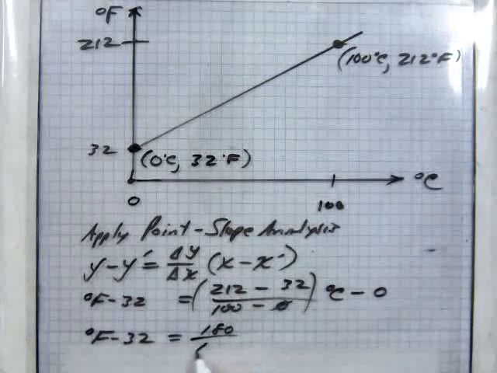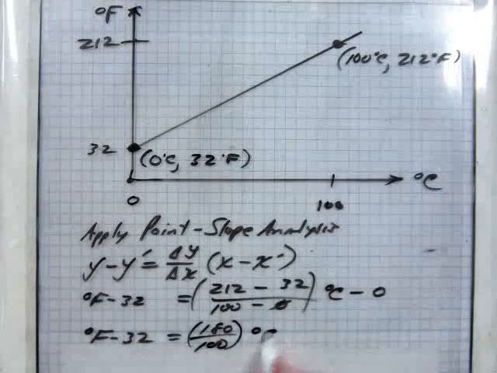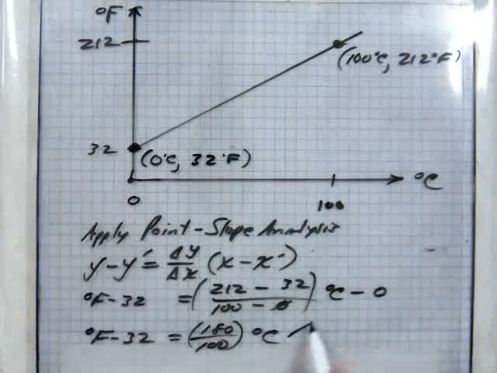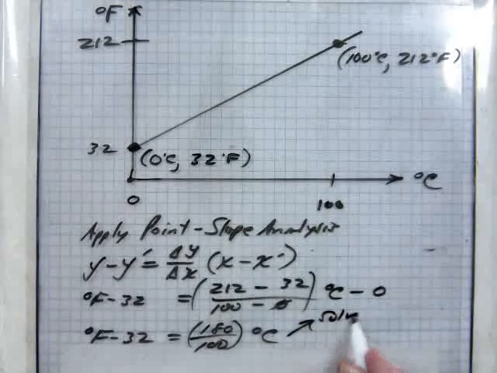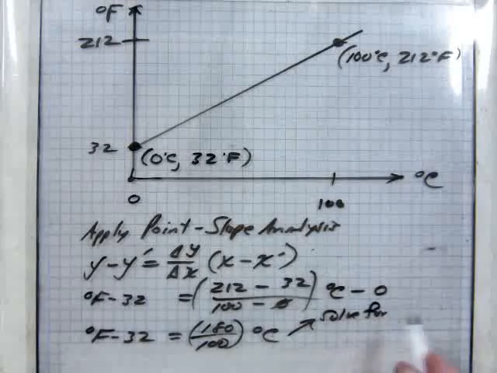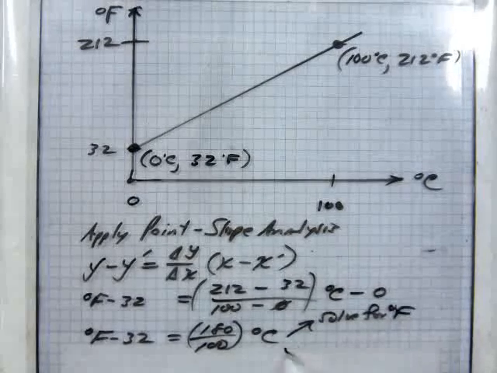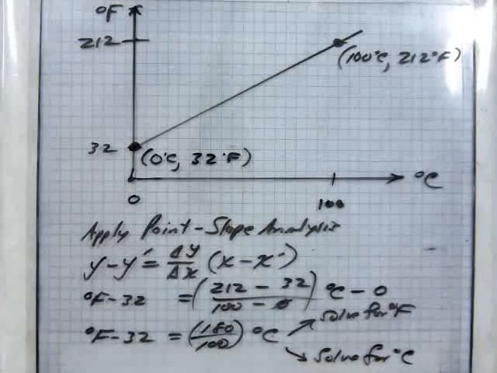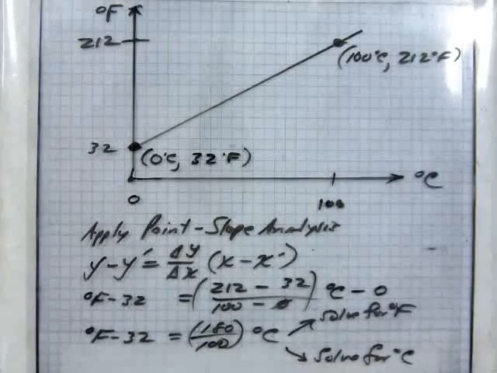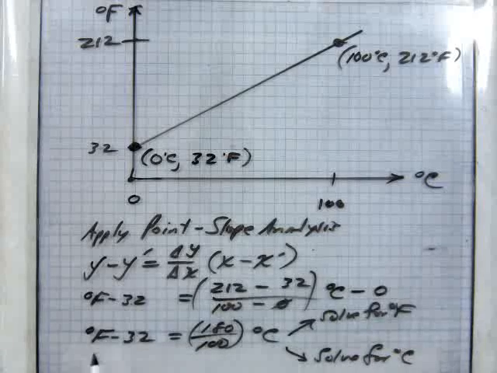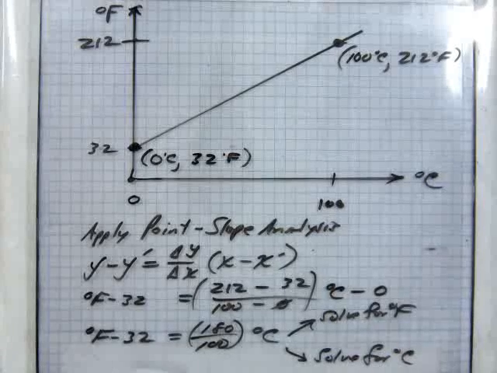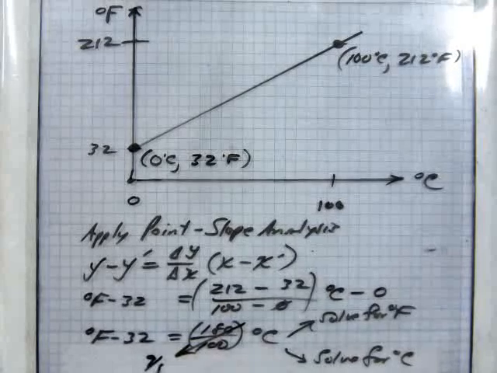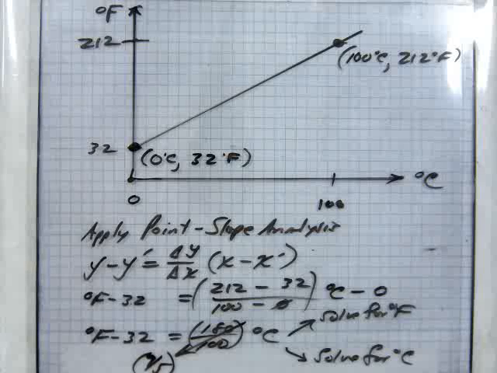180 over 100 degrees C. Now, looking at this last expression, just solve for degrees Fahrenheit and then solve for degrees Celsius. And you'll get those formulas that I just wrote down for you. And you look at this, just what would you do here? And simplify this. Of course, this goes to 9/5 if you look at it.